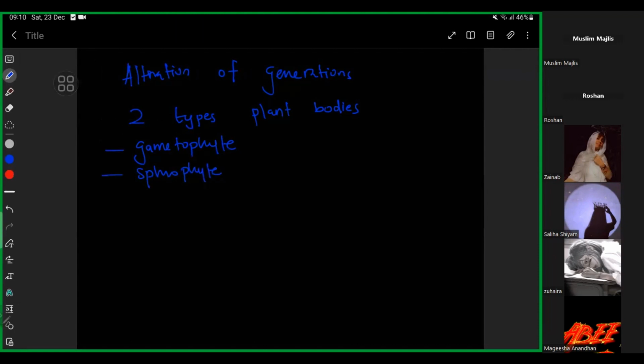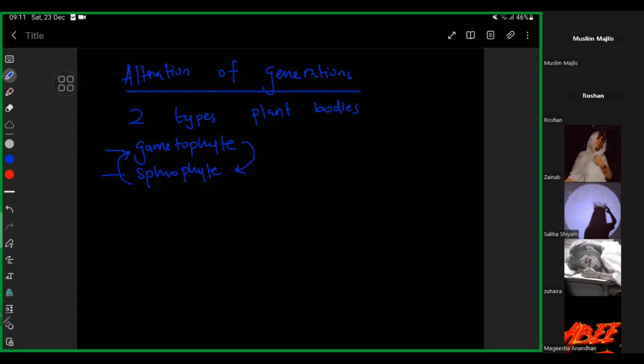Okay, so you can see visible changes in their morphology. The gametophyte is a different sort of image, and the sporophyte is a different sort of image. So alternation of generations means the gametophyte gives rise to the sporophyte, and the sporophyte gives rise to gametophytes. Okay, so this happens in a cyclic manner. So we say alternation of generations of plants.